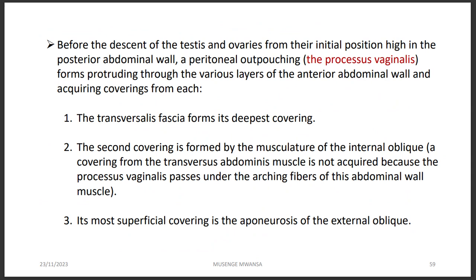Okay, and then the most superficial covering of the processus vaginalis is going to be that of the aponeurosis of the external oblique. It's not the external oblique muscle, but the aponeurosis. So where the external oblique muscle is ending, that's where this aponeurosis is, and that's where the processus vaginalis will be able to pass.